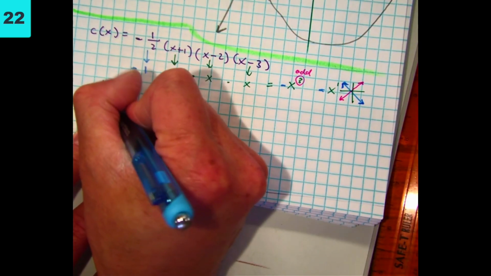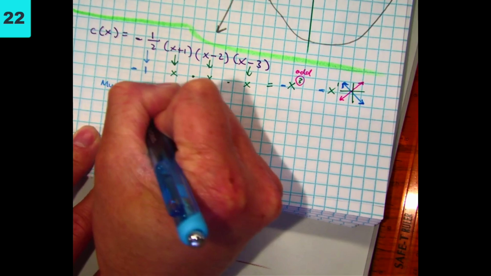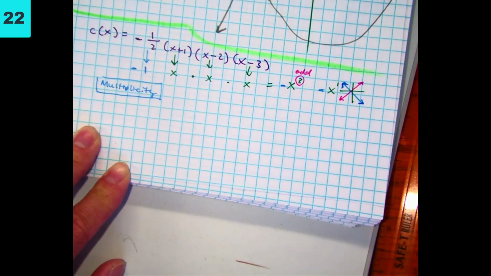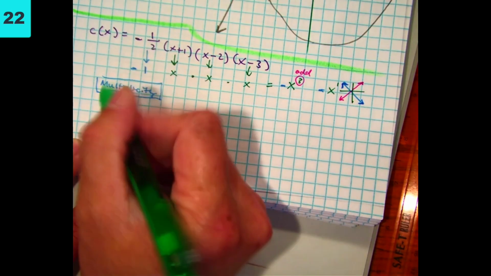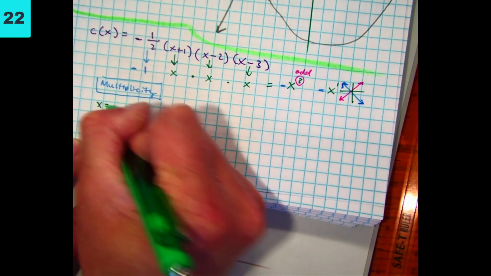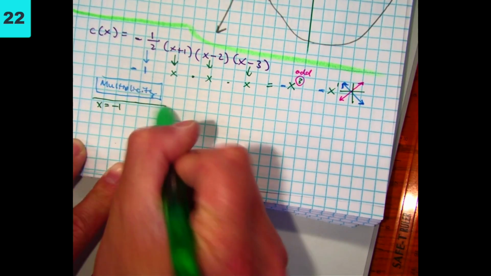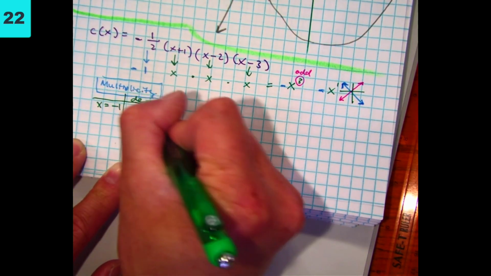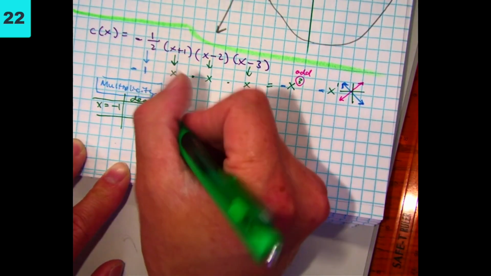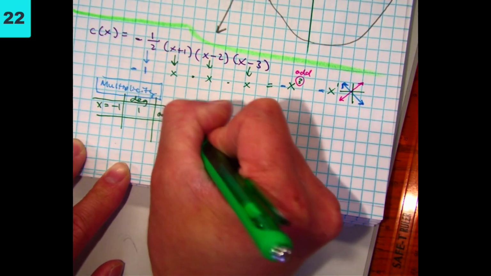Let's go ahead and do the multiplicity. Girls, x is equal to? Negative 1. Girls, what's your degree there? 1. And is it odd or even? And you said shoot through.